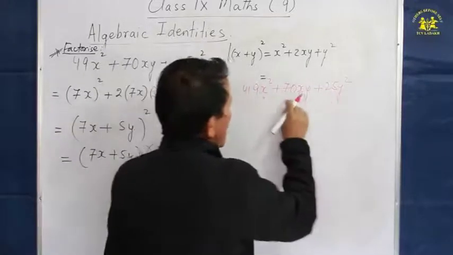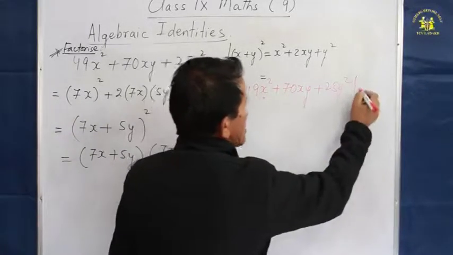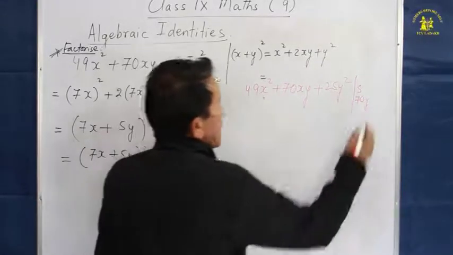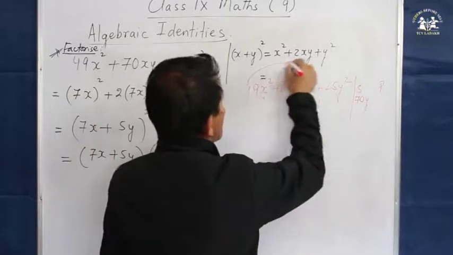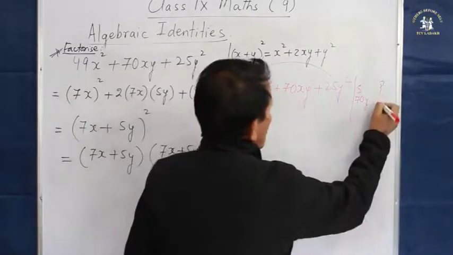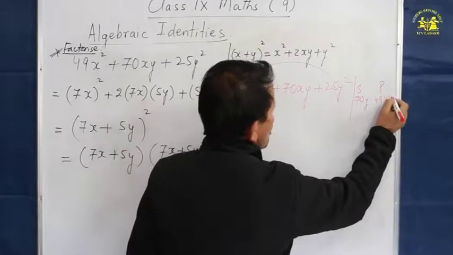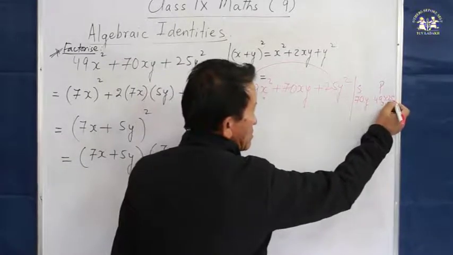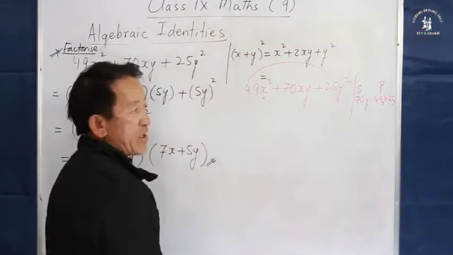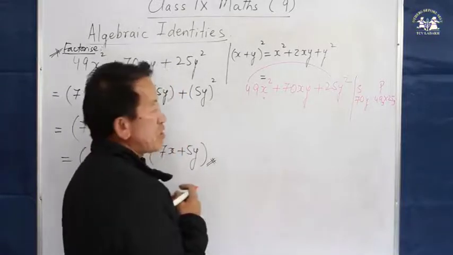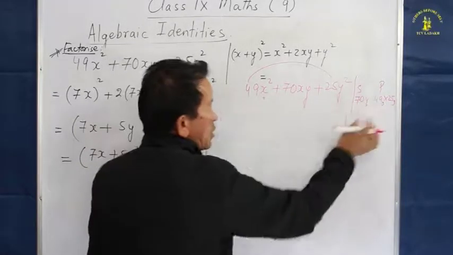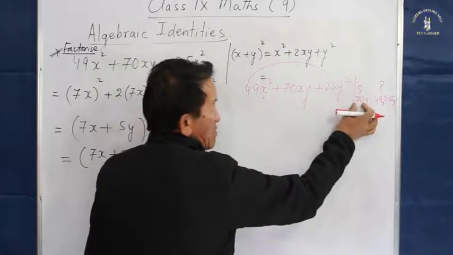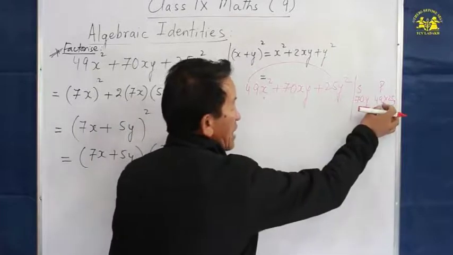So we have to split 70xy. The sum should be 70y, and the product is 49 into 25, that is 49y into 25y. While finding the numbers, we may ignore y. We shall find two numbers such that the sum is plus 70 and the product is 49 into 25.